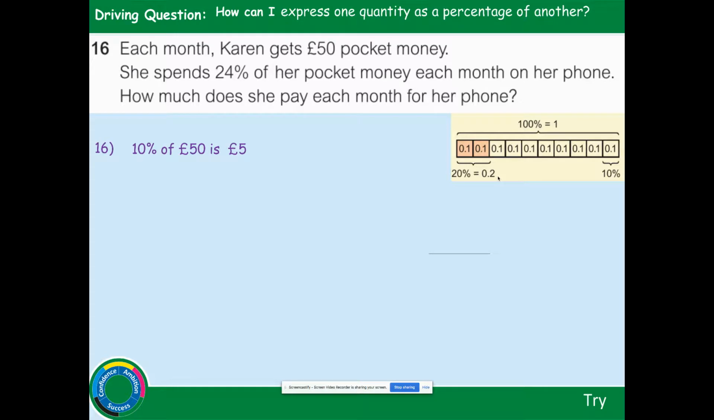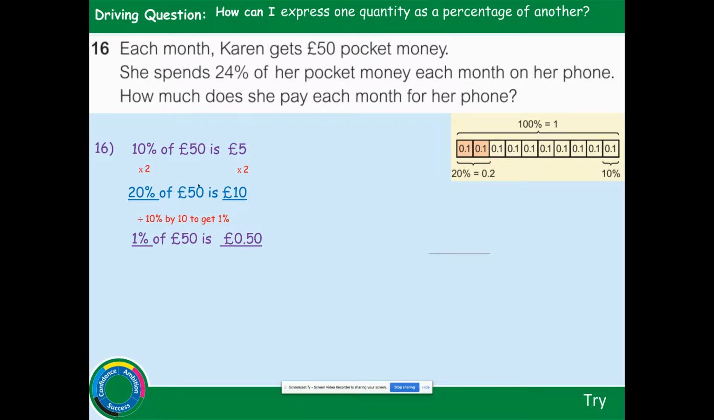Okay. This is the way we first started doing it. 10% of 50 is £5. To find 20%, we multiply by 2. So we've got £10. We want 4%, so we need to find 1% by dividing our 10%. So 10 divided by 10 is 1. 5 divided by 10 is 0.5, so it's 50p.